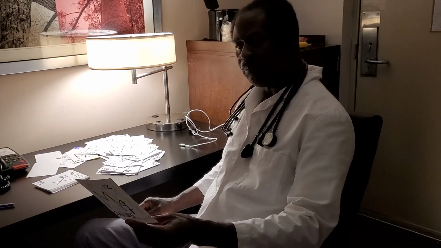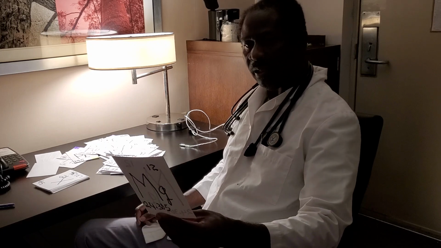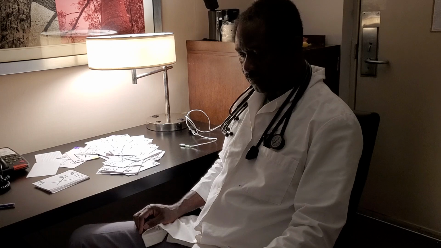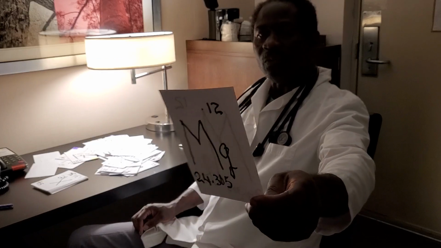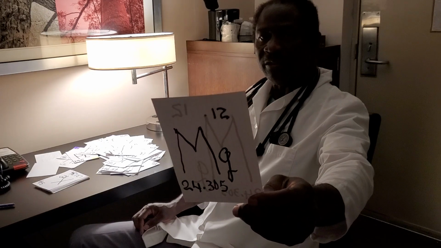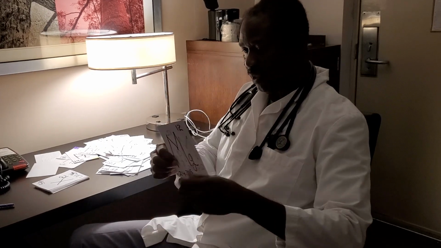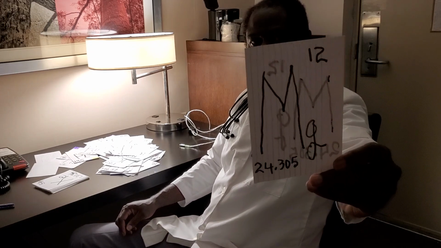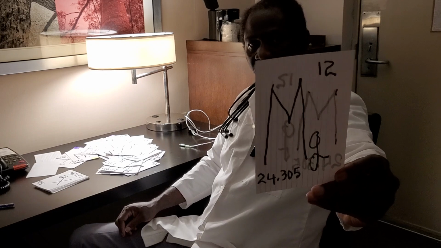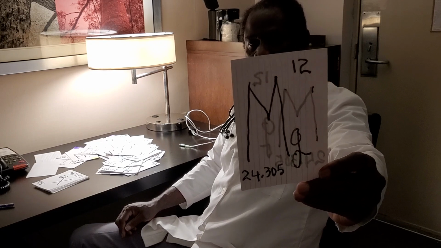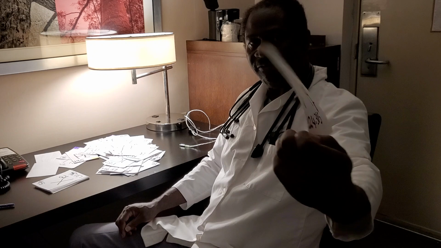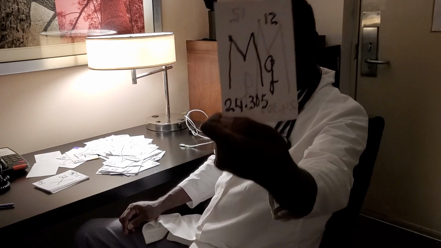Magnesium, 12. This also comes up very frequently with the body chemistry, with above and below, deficiency and excess, having some form of disharmony to the body, with hypermagnesemia and hypomagnesemia. Magnesium 24.305 and atomic number 12.